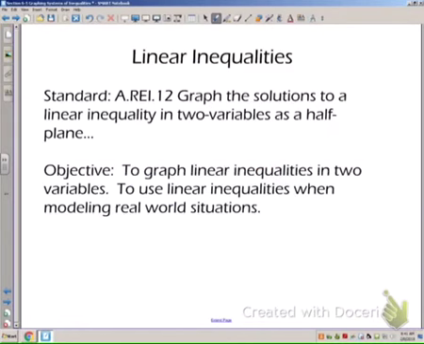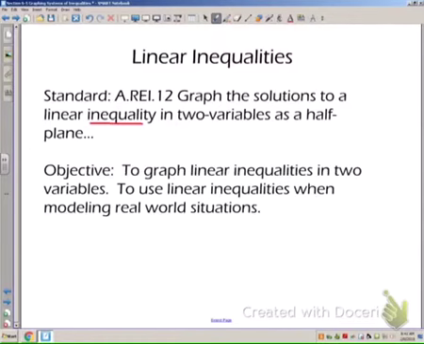So I should have showed this at the beginning, but this lesson is all about linear inequalities. It's standard A-REI.12, which is to graph the solutions to a linear inequality. That's why we're looking at inequalities today in 2 variables as a half plane. The objective is to graph linear inequalities in 2 variables. We've got the x and the y variable.